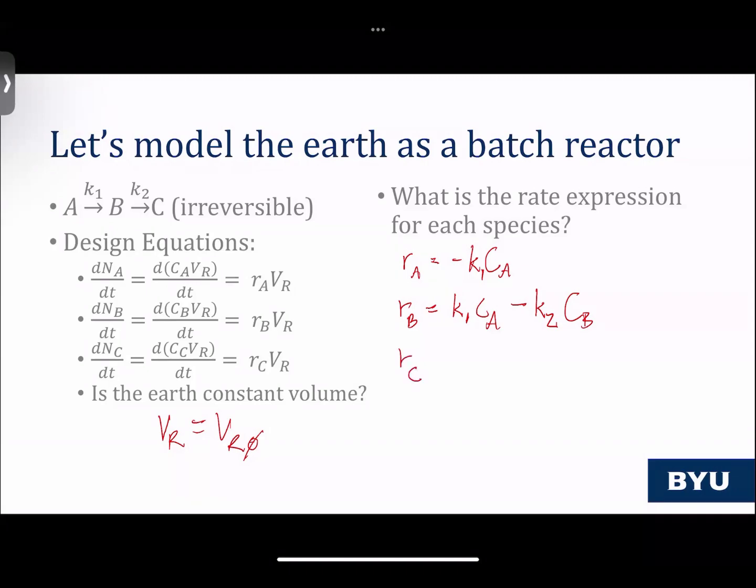Then we're going to have our C, which is going to be equal to k2 times C_B. It's just being formed. It's not being consumed and decayed into anything else. And so we can plug that in for our A, B, and C in our design equations here.